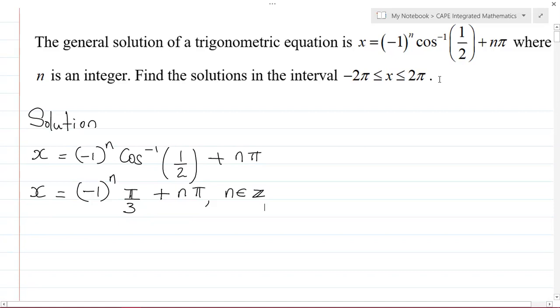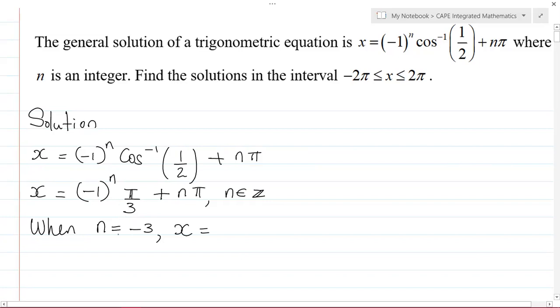Okay. So if you remember the set of integers, those are negative whole numbers, positive whole numbers, including 0. All right. So what I'm going to do is try from -3 to +2 and see what answers we get. Okay. So I'm going to say when n equals -3, what will be our value for x? All right. So you can work it out in your calculator. I'm just going to write down the answer here.